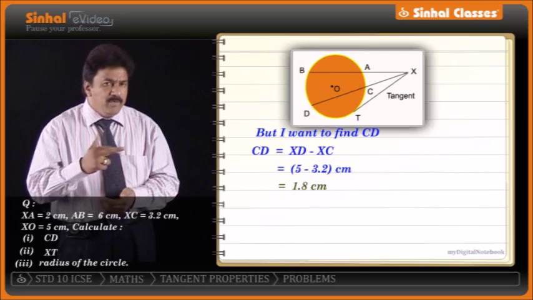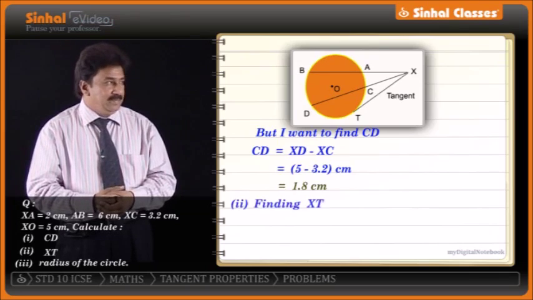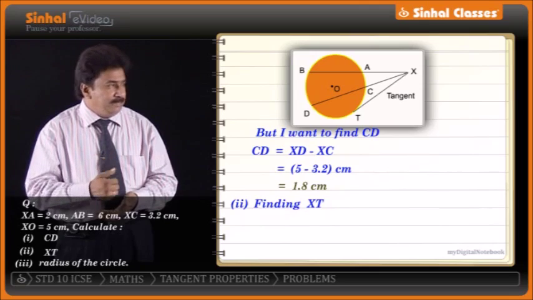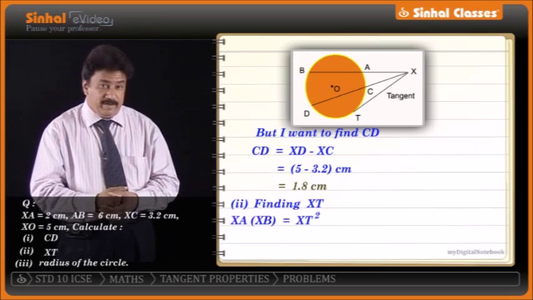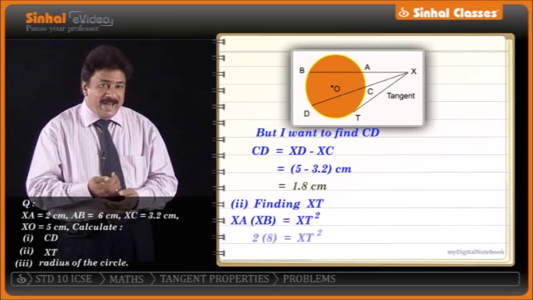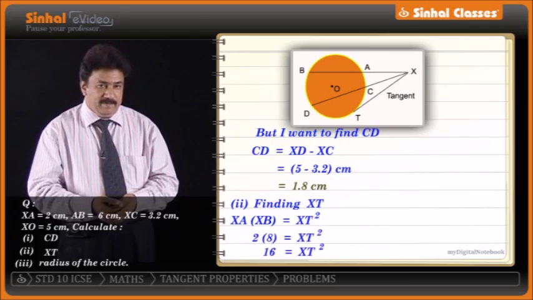Now moving into the second part of the sum, finding XT. That's nothing but a tangent. How to find XT? Very simple. XA into XB is equal to XT square. Now that is nothing but 2 into 8 is equal to XT square. 16 is equal to XT square.